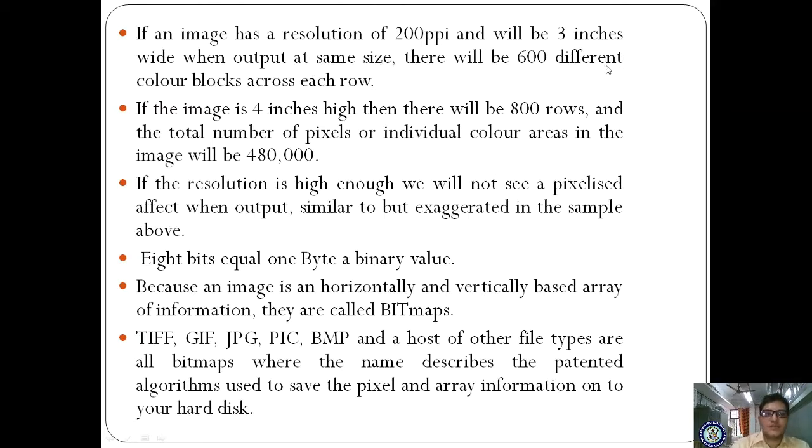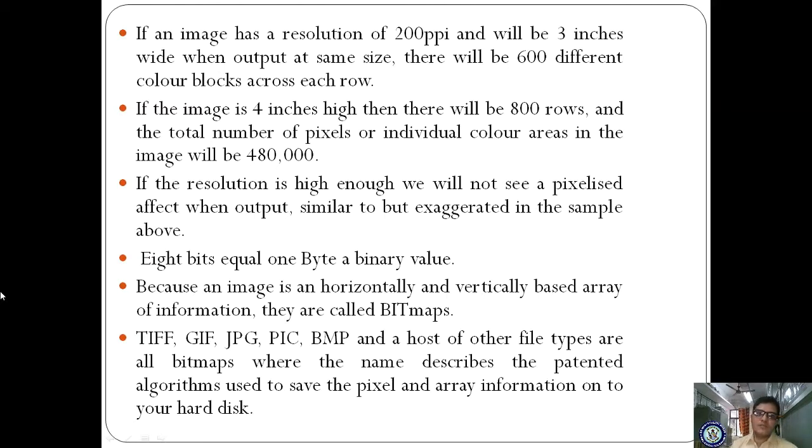There will be 600 different color blocks across each row. If you are using a resolution of 200 pixels per inch, it will be 3 inches wide, and with output at the same size, there will be 600 different colors. Each row consists of 200 pixels per inch, and each row consists of 600 different color blocks.